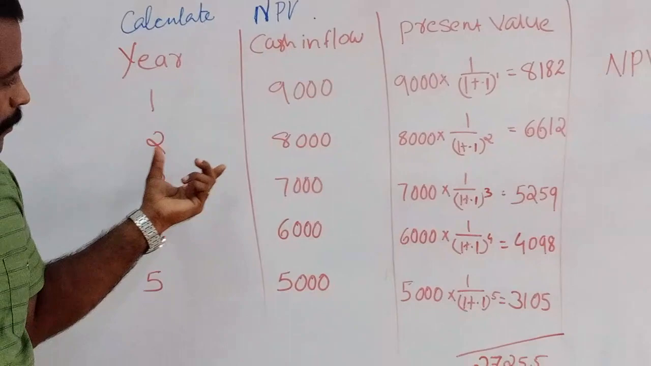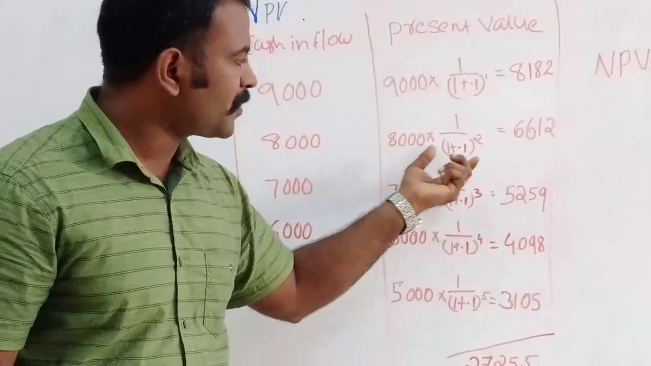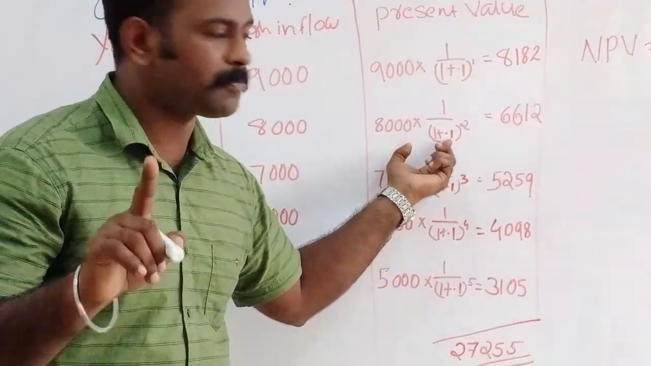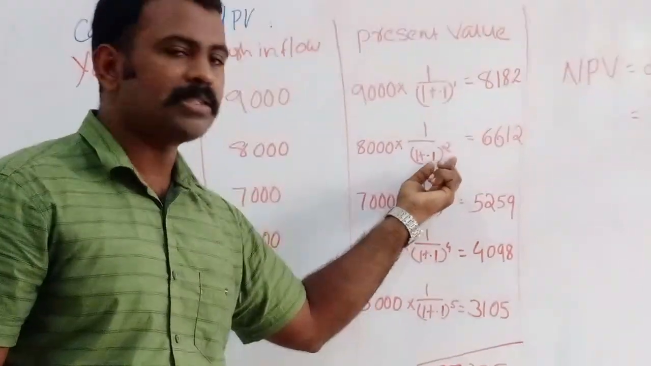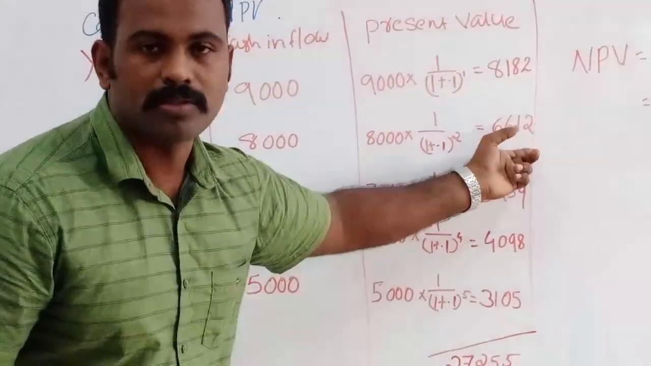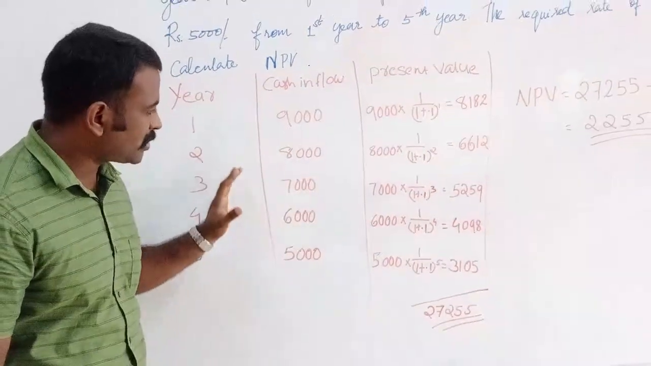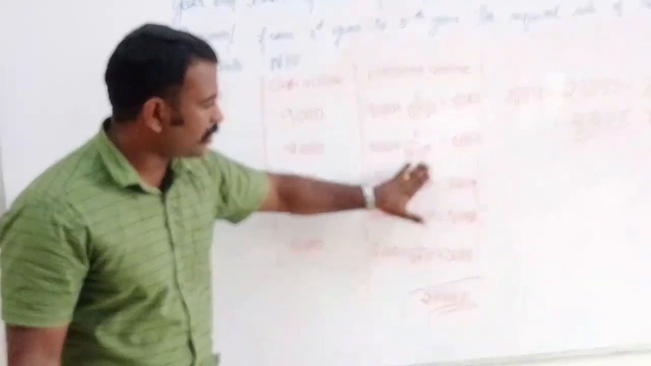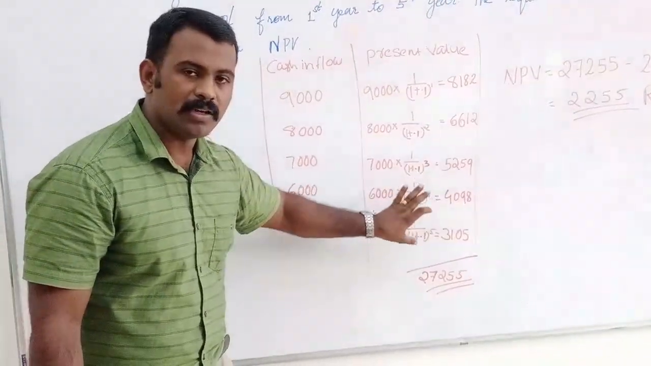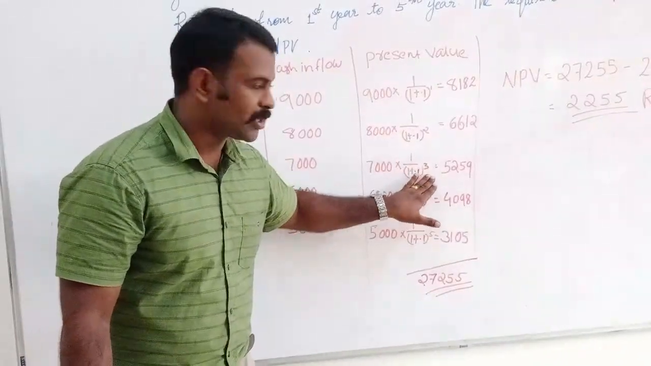In the same way, for the second year, the cash flow is 8,000 rupees. The calculation is the same. Here R is 10%, that is 10 divided by 100, that is 0.1. So n here is 2. So the calculation gives 6,612 rupees, the present value of the second year cash flow. In the same way, the only change is n: 2, 3, 4, 5. The corresponding year number is what we put on the n side.